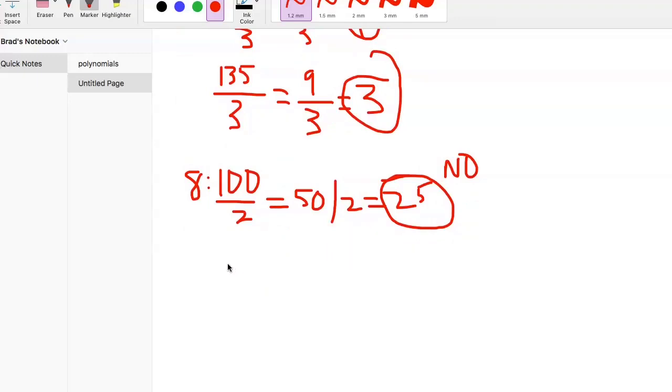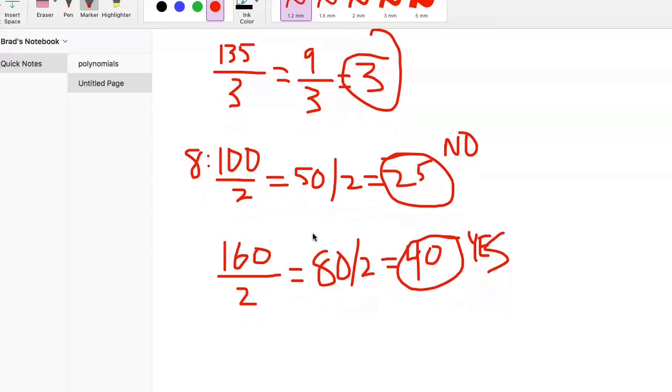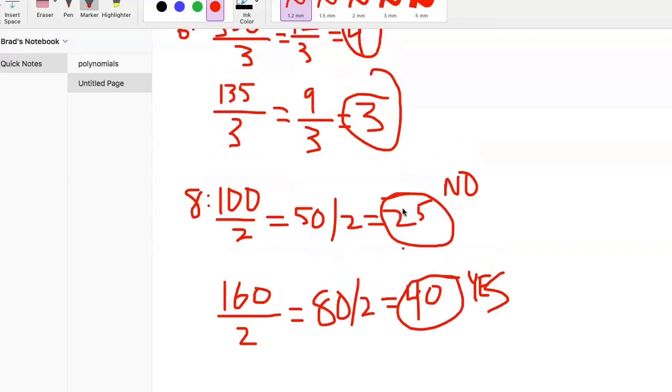So an example of that could be, let's take 160, right? Divide that by 2, gives us 80. 160 divided by 2 is 80. Divide it by 2 again, we get 40. And so 40 is even, yeah? And so because of that, this one is a yes. Okay, so divide it by 2 twice. If you get an even integer, good to go. Odd integer, no good. Okay, that's how we do these.